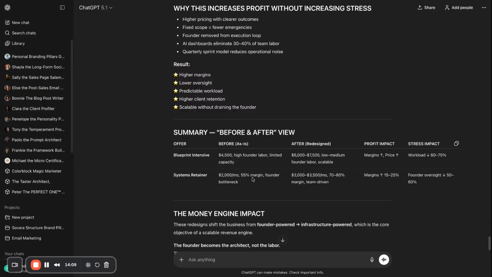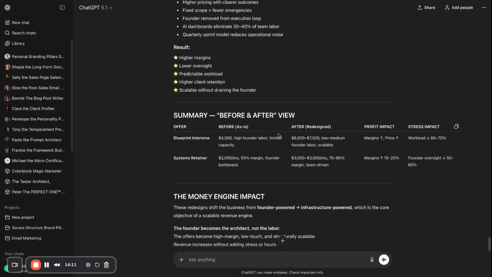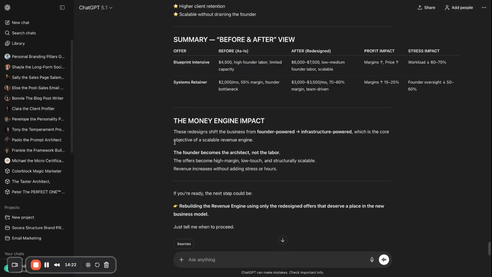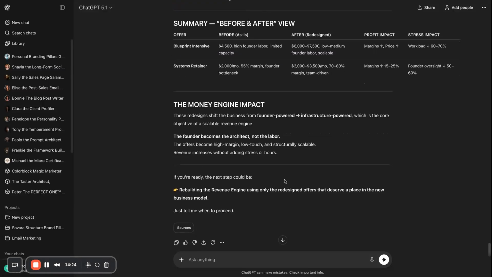It's giving me a before and after summary. So this is what it looks like now. This is what it looks like after. This is how it impacts our profit. And this is how it impacts the stress factor. Okay. And this is how it impacts the overall money engine.